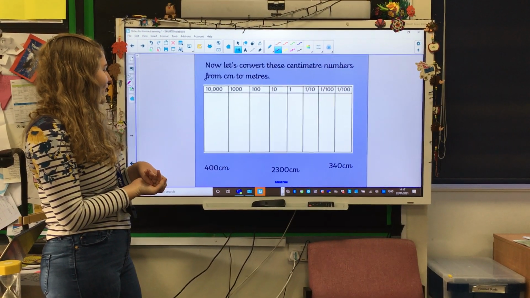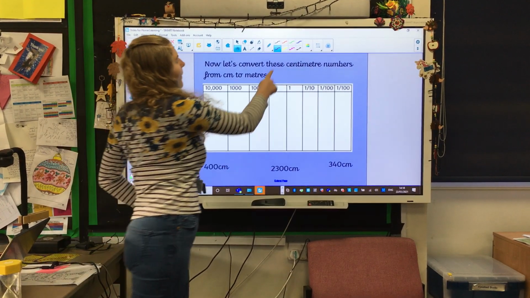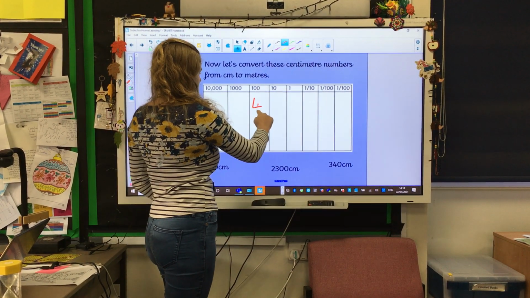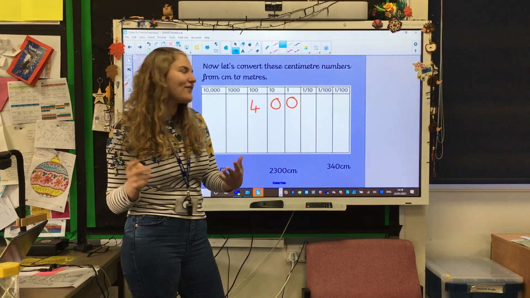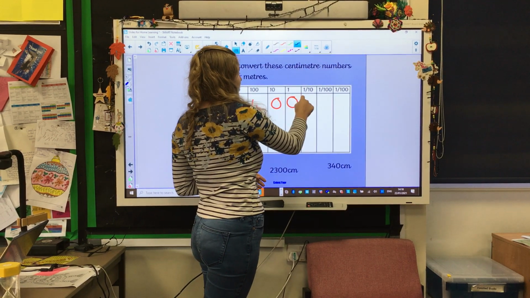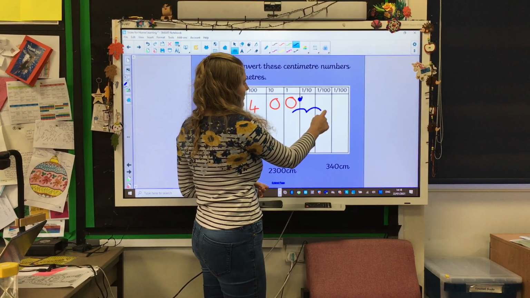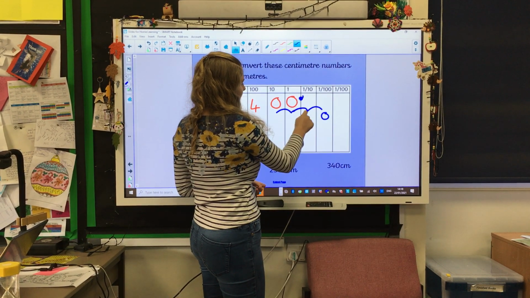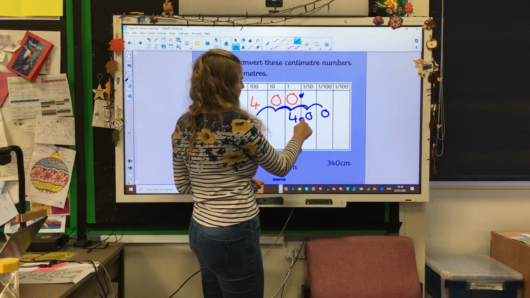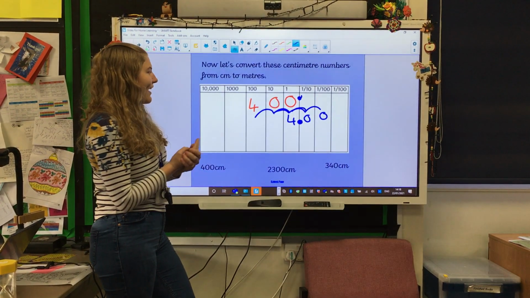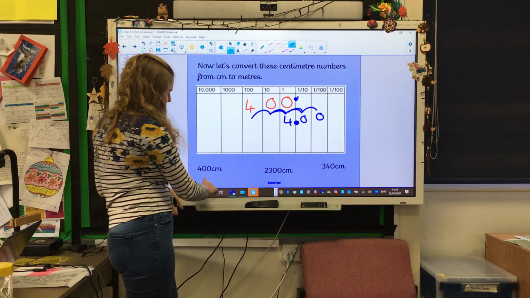Okay, now we're going to do the opposite. We are going to convert these numbers from centimetres to metres. So let's pop in 400 centimetres. Let's get dividing. We're going to move two spaces the other direction because we're getting smaller this time. Are you ready? 1, 2. And again, 1, 2. Pop in your decimal point and you will see that 400 centimetres is the same as 4 metres.